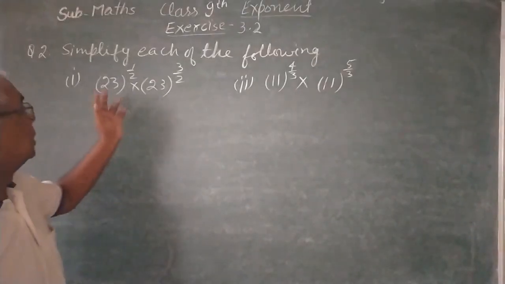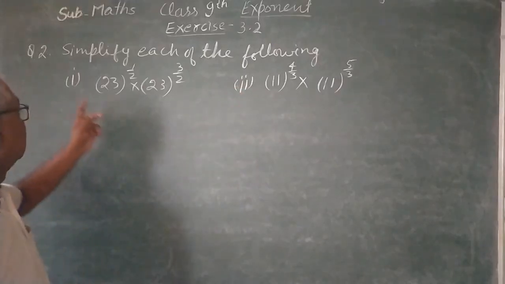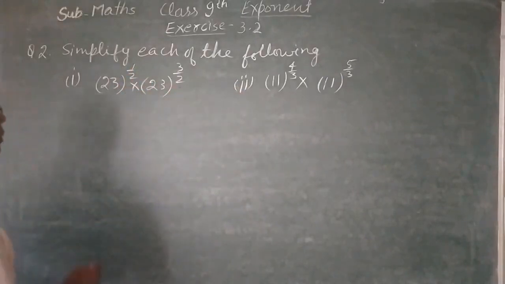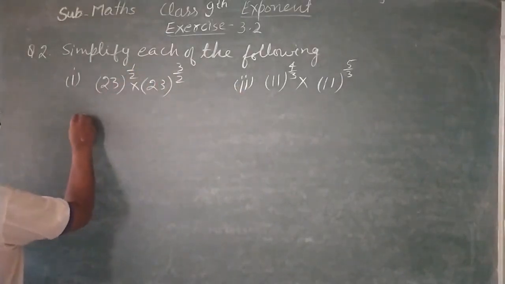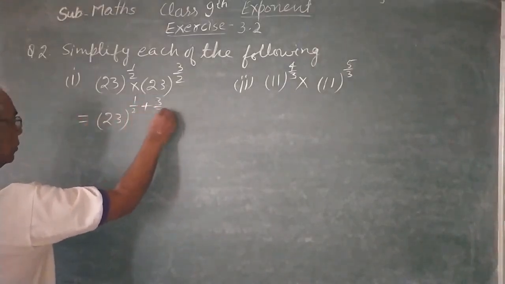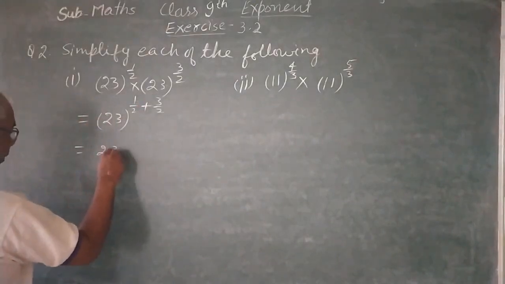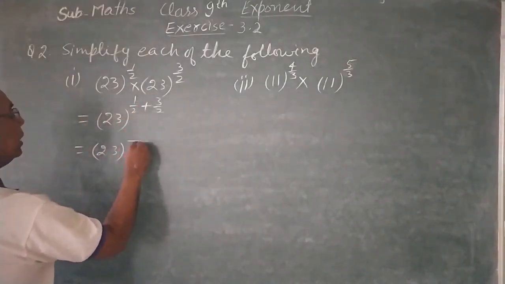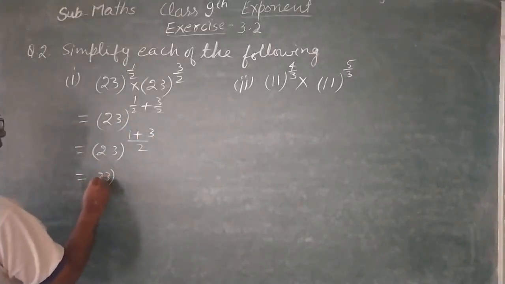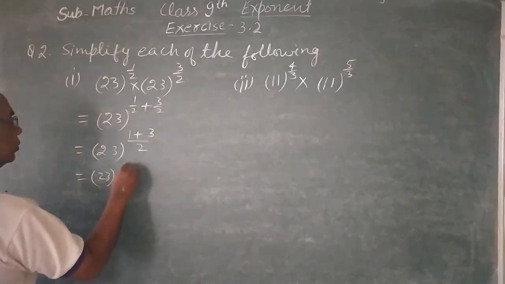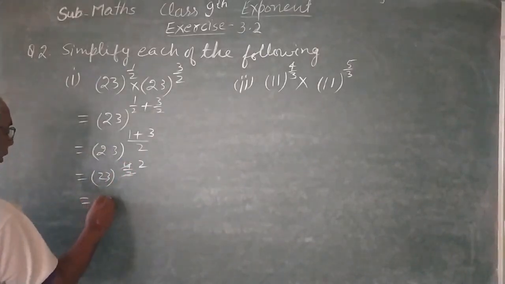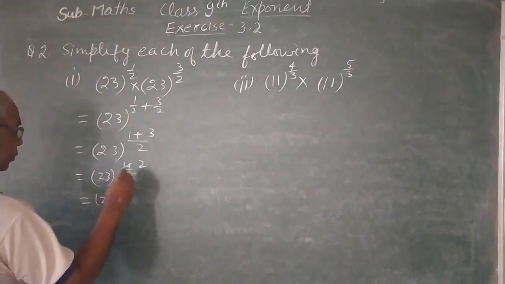Question number 2. Simplify each of the following. The first is 23 to the power 1 by 2 into 23 to the power 3 by 2. The base is the same, so the powers will add. So it is 23 to the power 1 by 2 plus 3 by 2. Taking their LCM as 2, so 1 plus 3. So 23 to the power 4 by 2. 2 cancels with 4, so it is 23 to the power 2.